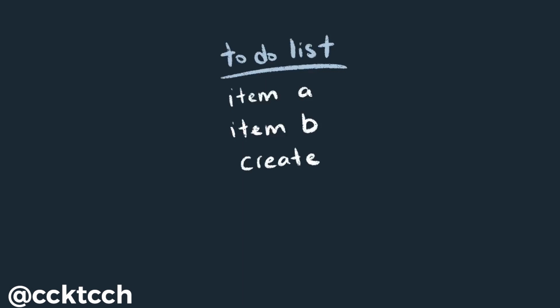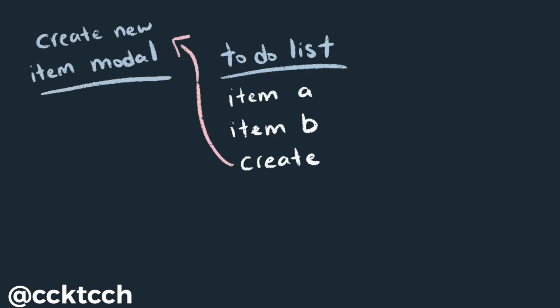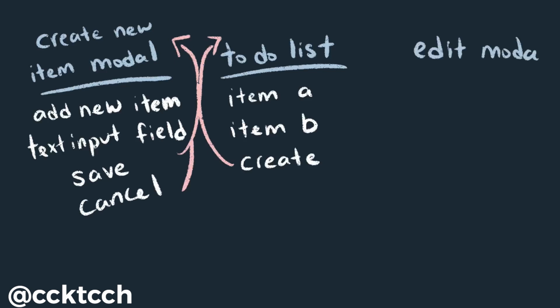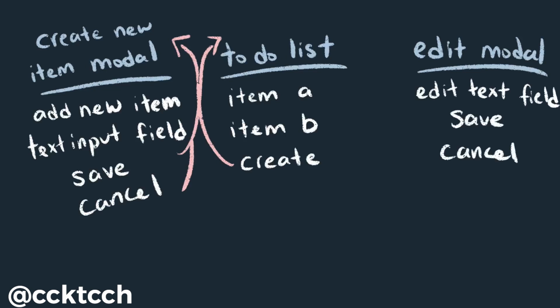This leads to our first connection line. When a user creates a new item, they are taken to a Create New Item modal or pop-up. In this modal, we can add a new item in a text field. We are also able to save or cancel this action, which will take us to the to-do list. Another feature Mina wanted in this to-do list was the ability to edit. For this feature, we are going to say that the user directly selects on the item they want to edit to get to the edit modal or pop-up. Once here, they can edit the text field, save, or cancel.